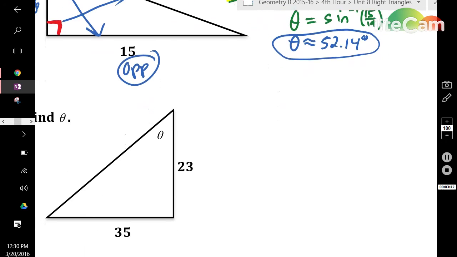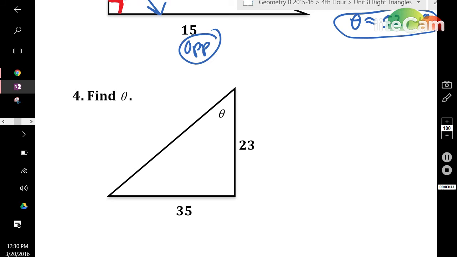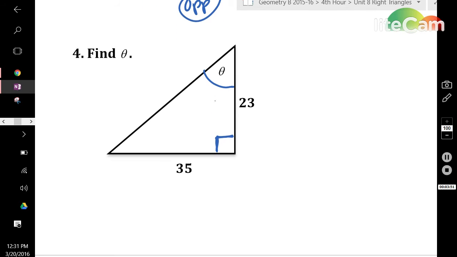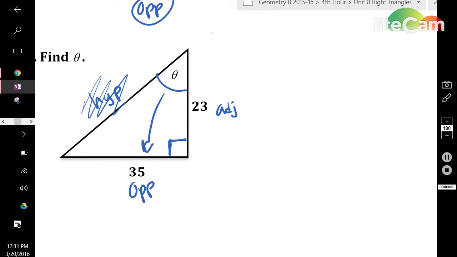Let's do one more example of finding a missing angle. That is your missing angle theta. Your right angle is right here. So that makes 35 your opposite side length. That makes 23 your adjacent side length, and that makes the blank side length the hypotenuse. So therefore we're not going to use it. But we do have opposite and adjacent, and O and A go with T, which is tangent. So tangent of theta is equivalent to 35 over 23.